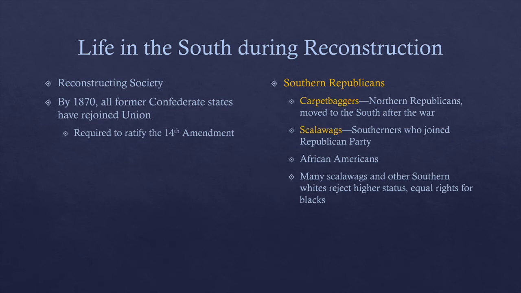Now, keep in mind that at this time, the Republican Party is the Northern Party. But in the South, because of the disenfranchisement of former Confederates, because of the protecting of voting rights for African Americans, and because Northerners in many cases were moving to the South, the Republican Party is going to gain some prominence. Carpetbaggers, as they were known, were Northern Republicans who moved to the South to take advantage of the economically depressed area. Scalawags were Southerners who joined the Republican Party. They were viewed as traitors by whites in the South.